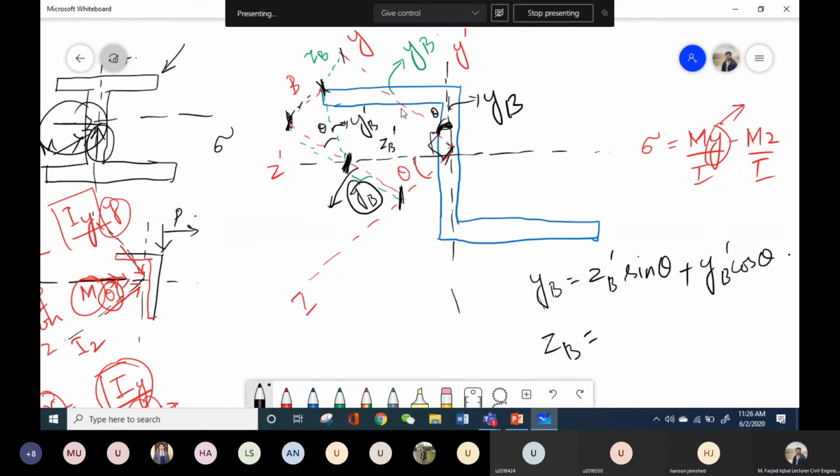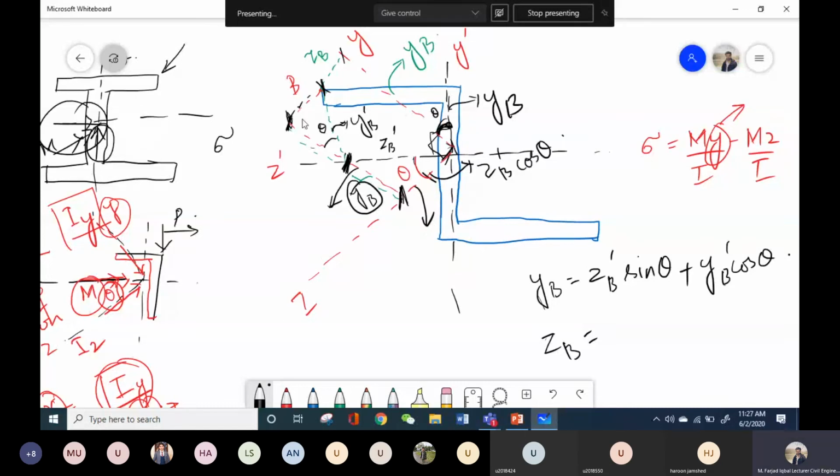So anyone else? So let's look into this figure. Can I say that this distance over here is ZB dash cos theta? Yes. Sir, ZB dash cos theta and minus YB dash sine theta, sir, this is wrong. No, it's not wrong. Okay. So this whole distance is ZB dash cos theta. What will be this distance?